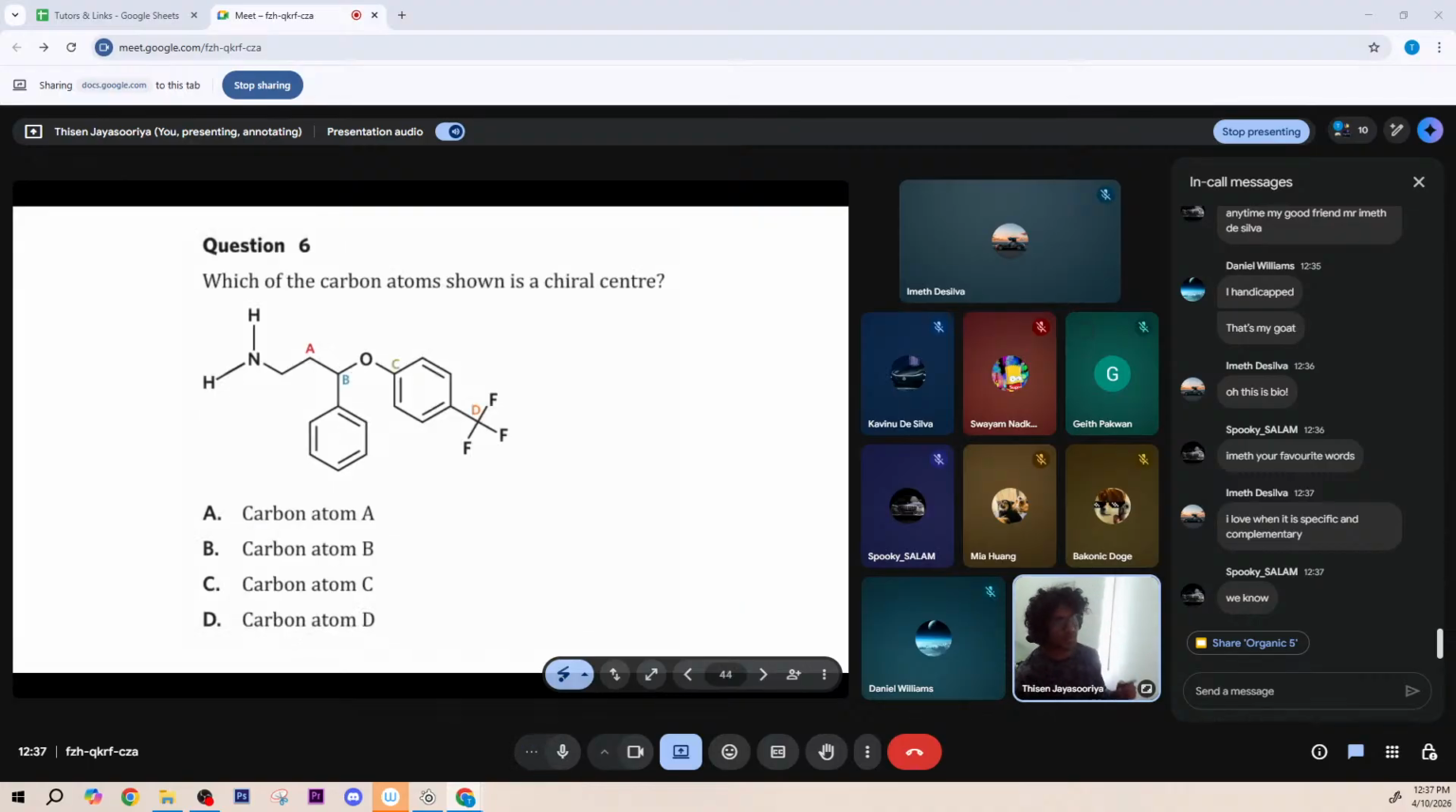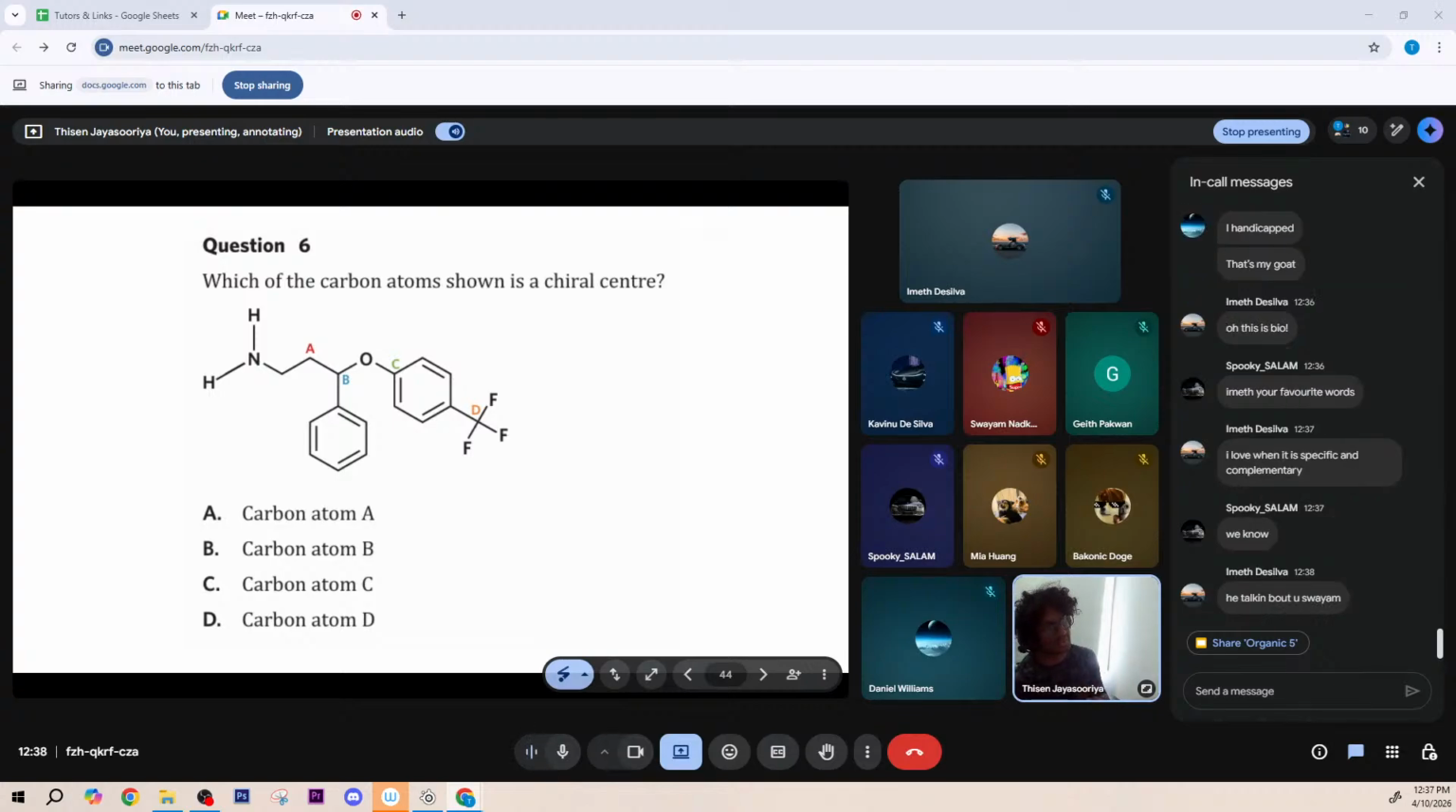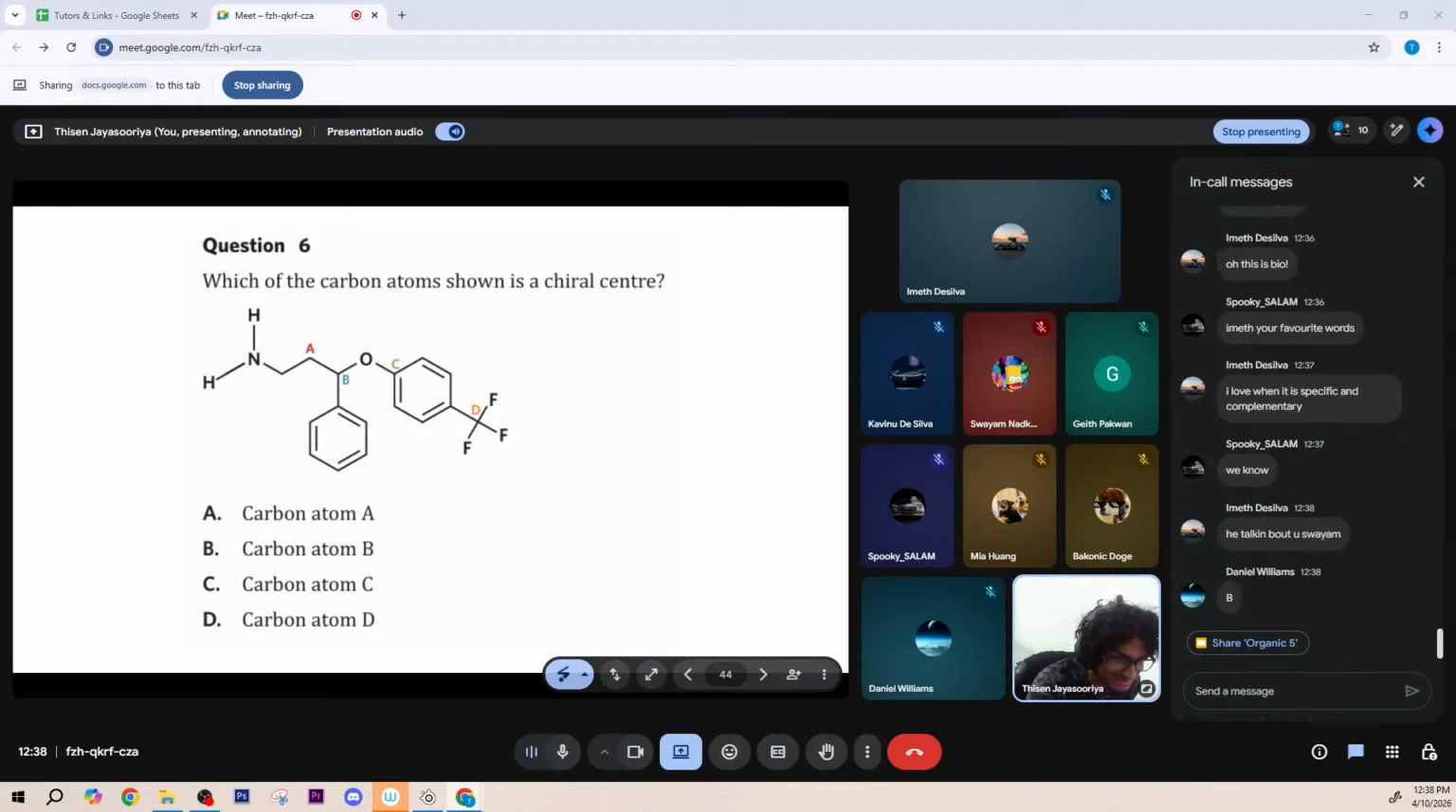So here, which one of the following carbon atoms shown is a chiral center? Is it A? Is it B? Is it C? Or is it D? Talking about you, Swain.